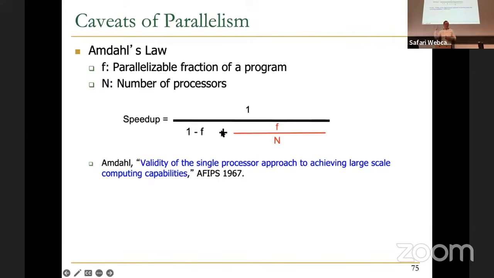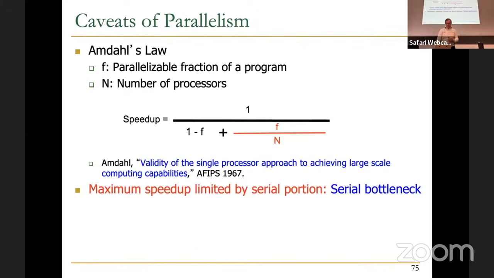Right? So if you take the limit of this as N goes to infinity, you'll get F, or 1 divided by 1 minus F. Right? That's what you would get. Okay. So basically, it says maximum speedup is limited by the serial portion.